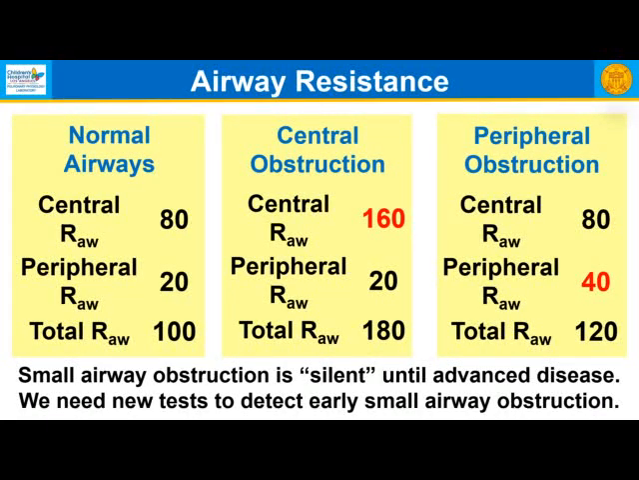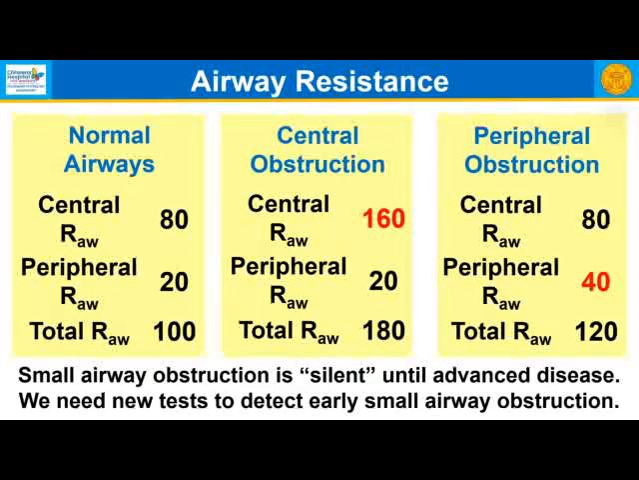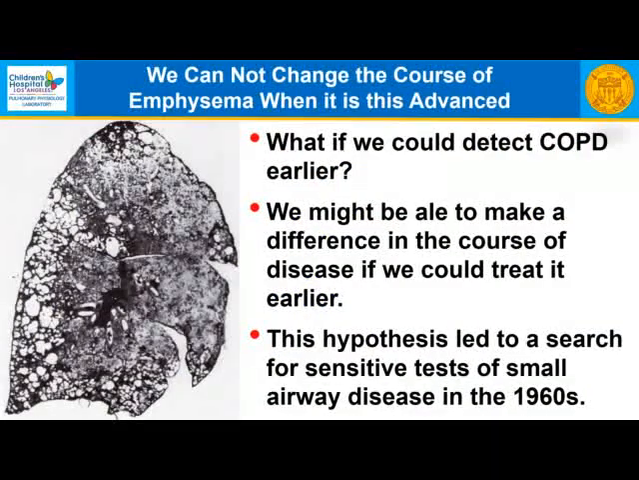And the thinking at this time was that we needed new tests to detect early small airway obstruction. What if we could detect COPD earlier? We might be able to make a difference in the course of the disease, if we could treat it earlier. And this hypothesis led to a search for sensitive tests of small airway disease in the 1960s.